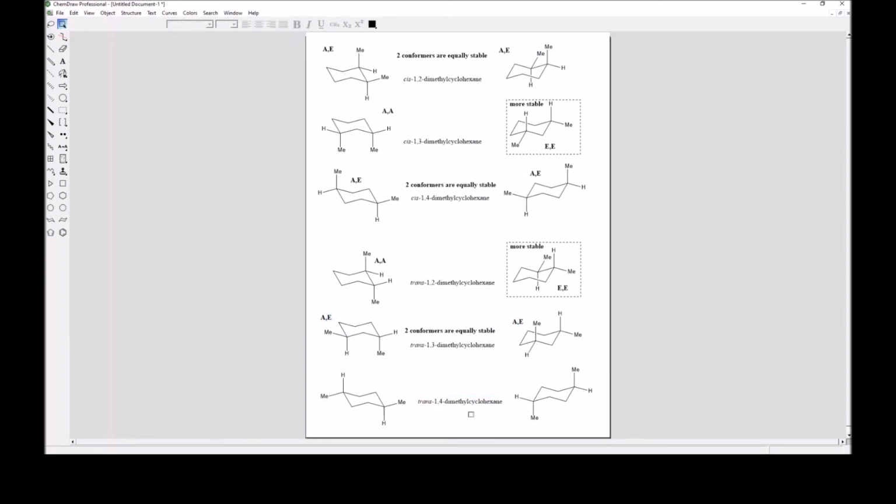And then trans-1,4-dimethylcyclohexane, here is where both of them are equatorial, and over here is where both of them are axial. This therefore becomes the more stable conformation where they're both in the equatorial position, and the molecule essentially acts like this all of the time.